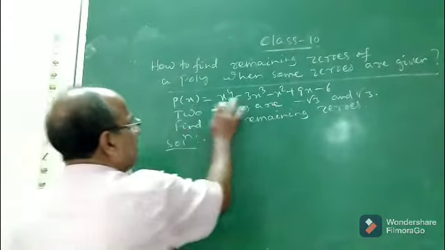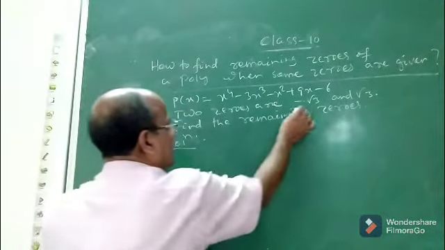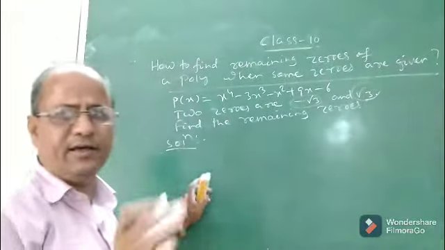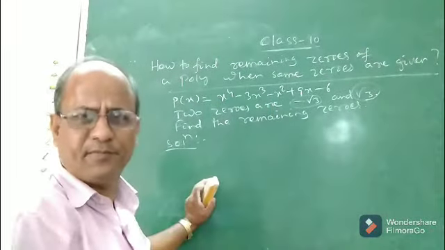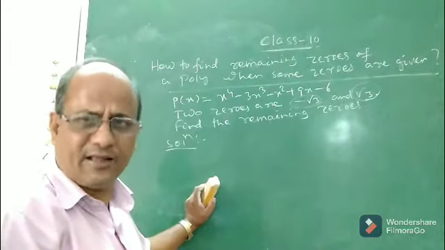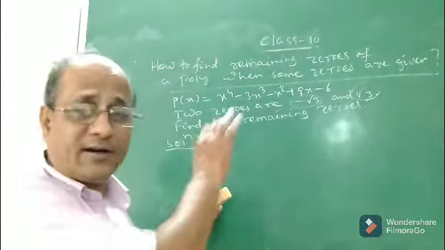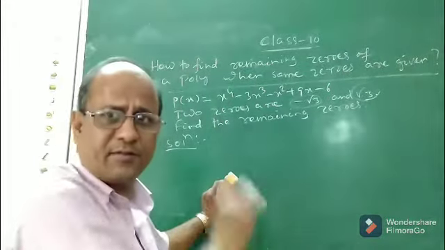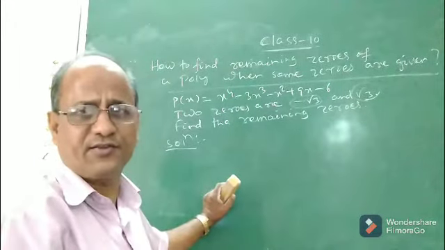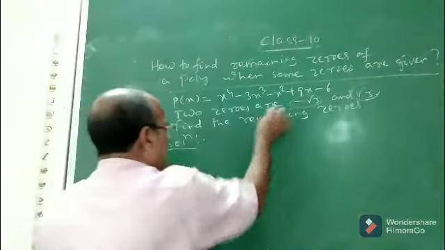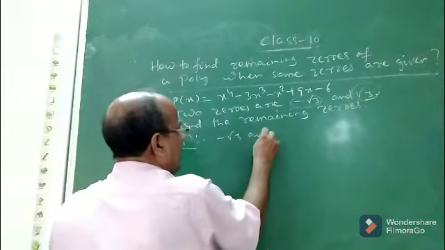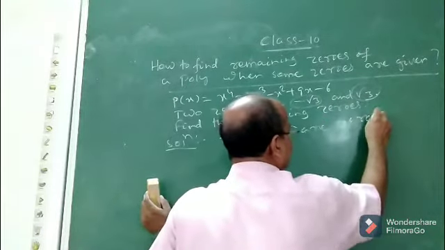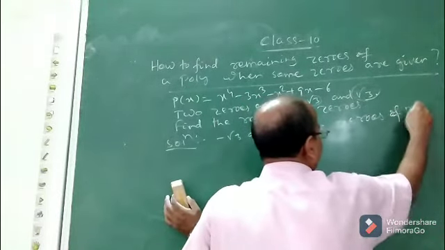See children, this is the given polynomial and you are given minus root 3 and plus root 3 as the 2 zeros. Okay, we just read the factor theorem. We have already read the factor theorem in class 9. Here the factor theorem will come in use. We will use the concept of the factor theorem here to find the remaining zeros. So you are given minus root 3 and root 3 are zeros of p of x.